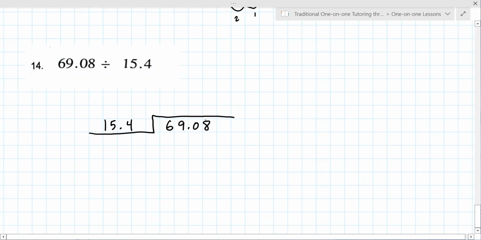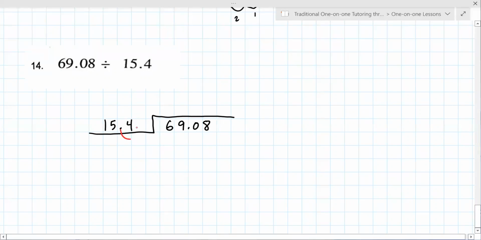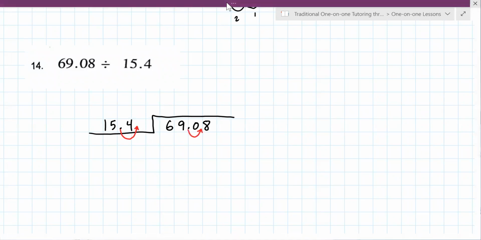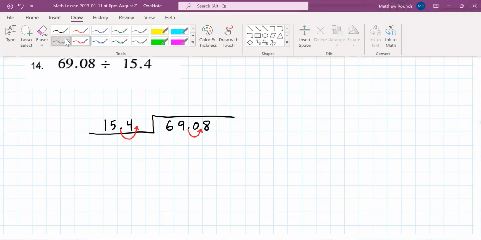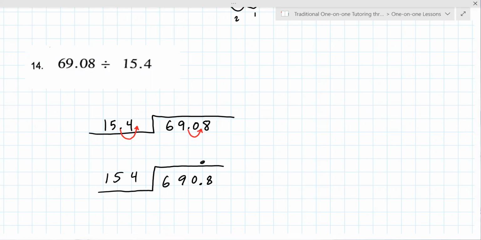Very good. Now on the outside, you should never have a decimal as a preference. So you're going to move that decimal to the right one, which means you're also going to move the decimal in here to the right one. So your new problem, and if you want to erase, you can. I'm going to write a new problem here. It's 154 into 690.8. The decimal is so critical because that tells you where the decimal goes in your answer.